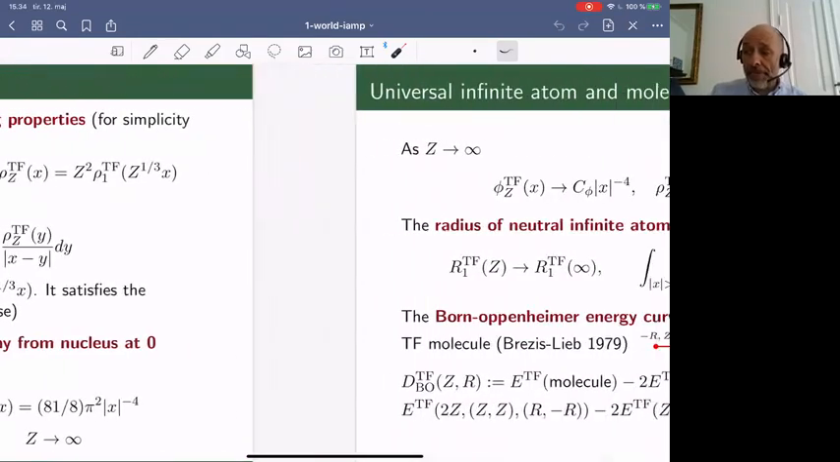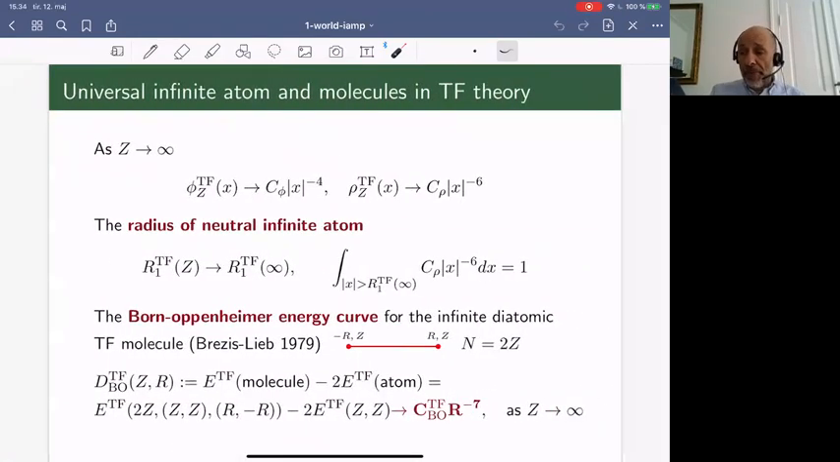So in fact, in Thomas-Fermi theory, as z goes to infinity, the Thomas-Fermi potential, which I just wrote, converges to a constant, the constant I had on the previous slide, times x to the -4. This is the strong singularity. Now the density will also converge. The density will converge as z goes to infinity to x to the -6.